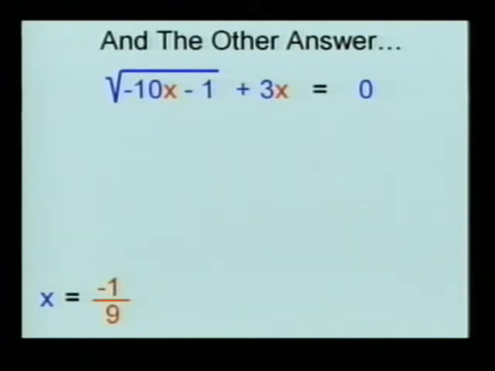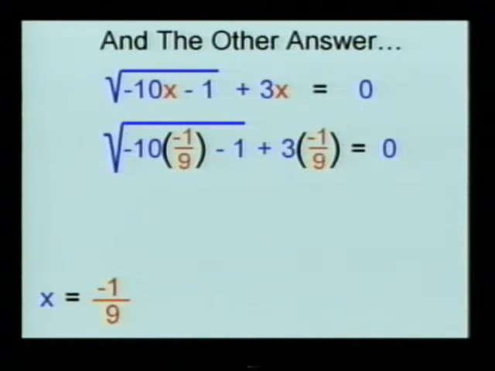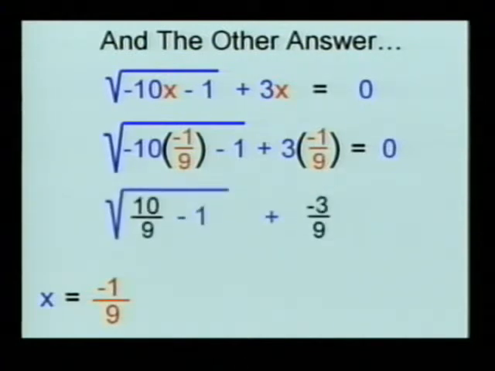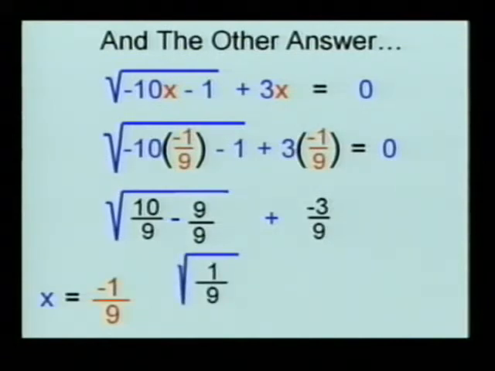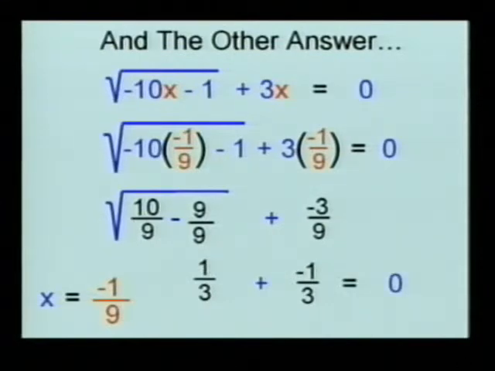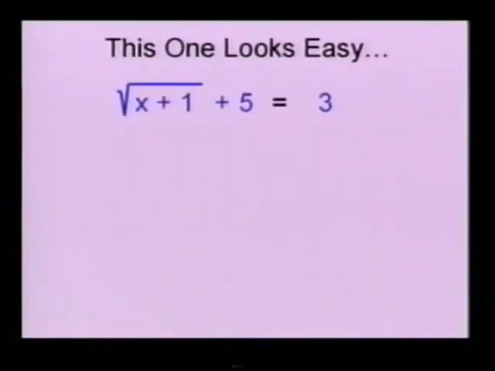Now, let's put in negative 1 ninth. 10 times negative 1 ninth, that's going to be a negative times 10 ninths. 10 ninths minus 1, the one now known as 9/9. So 10/9 minus 9/9 is 1/9. Now the square root of 1/9 plus minus 3/9, which is minus 1/3. What's the square root of 1/9? 1/3. And 1/3 plus minus 1/3 does equal 0. You're absolutely correct. We got two answers this time. Good thing we checked.